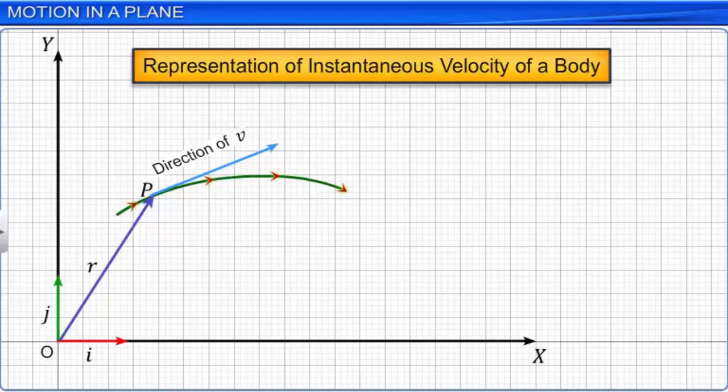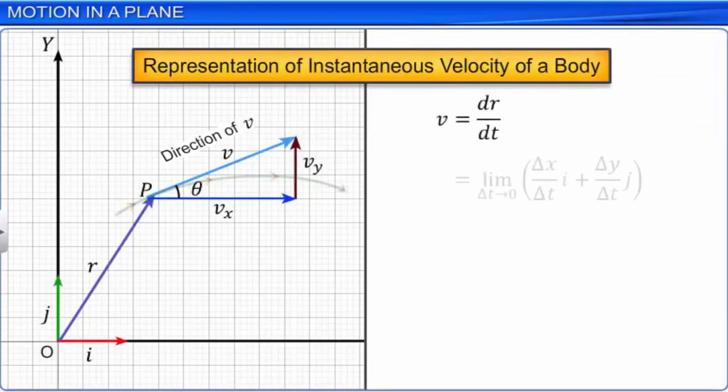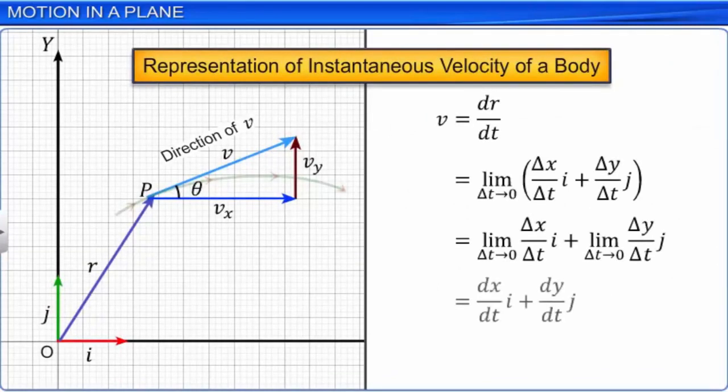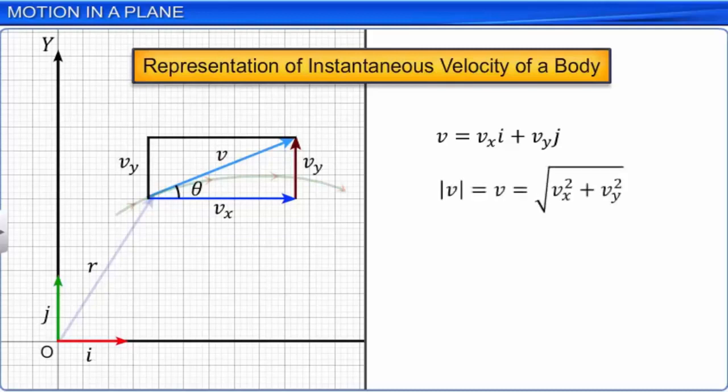We can write the velocity vector v in the component form as shown here. Using the resolved parts of magnitudes of v in the x and y direction, that is, vx and vy, we can write v is equal to the square root of vx square plus vy square, and tan theta is equal to vy by vx, and theta is equal to tan inverse vy by vx.